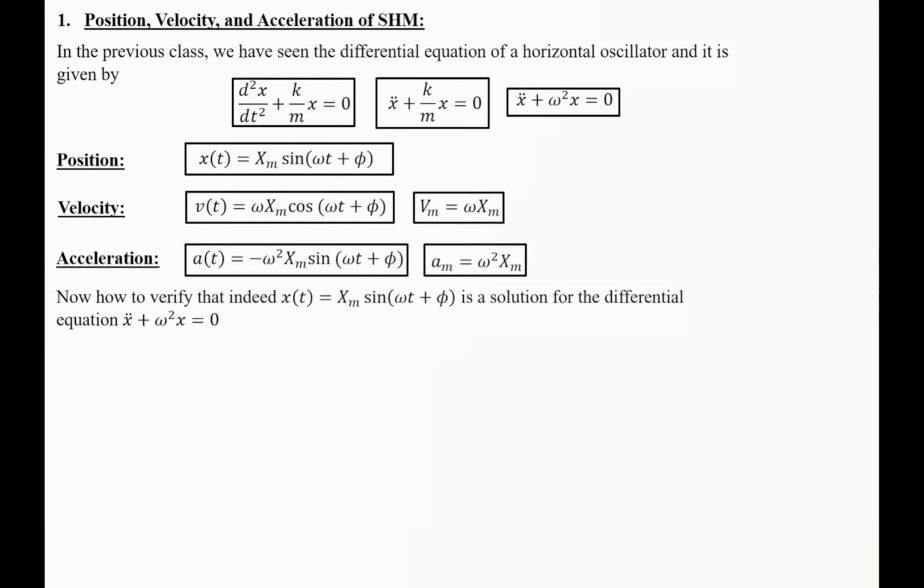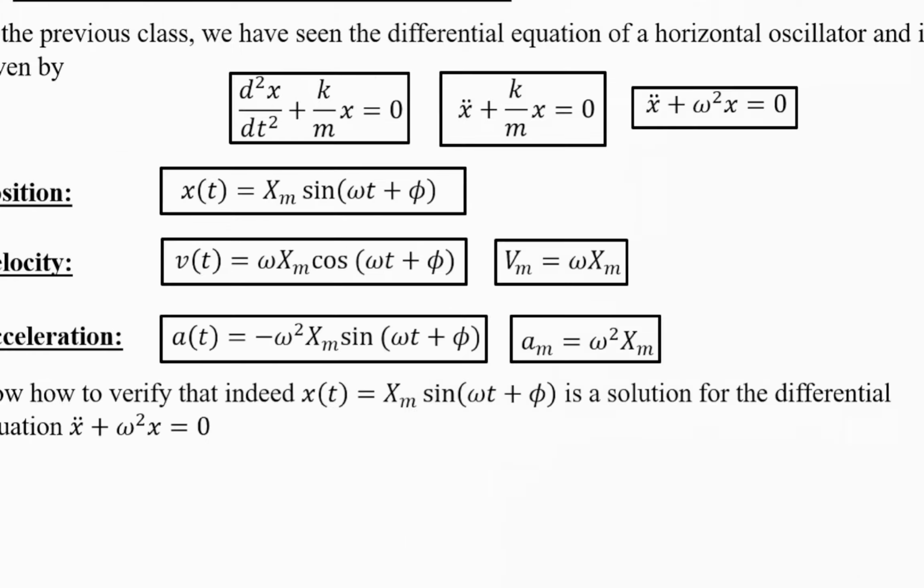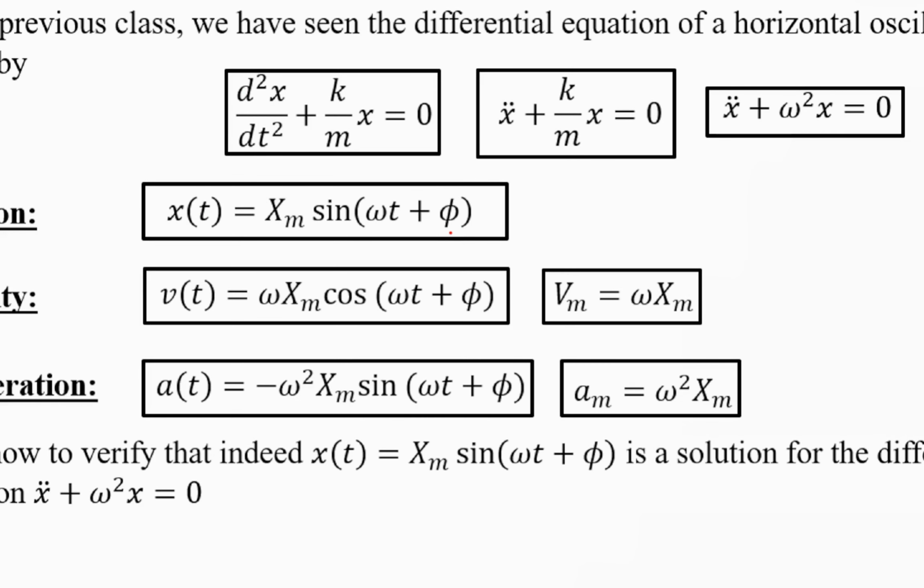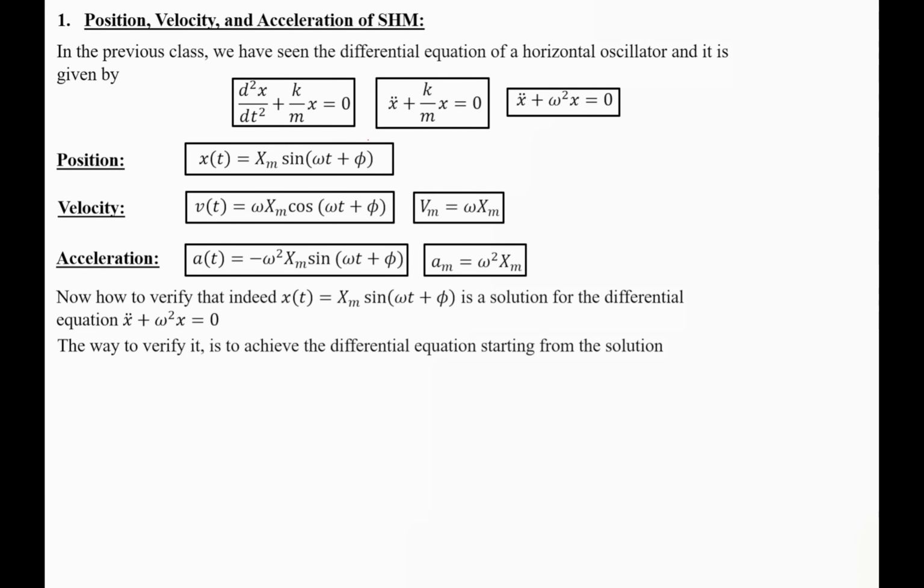But we didn't state from where we got the solution. Now, one way to be convinced that this is a solution is by verification, which means that because we have x explicitly as a function of time, we can double derive x and add it to x itself multiplied by k over m and double check that indeed it vanishes. The way to verify it is to achieve the differential equation starting from the solution.